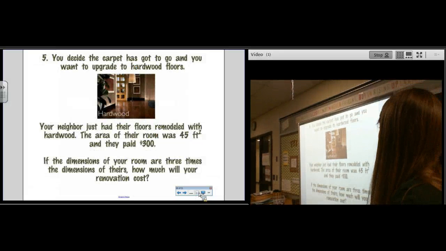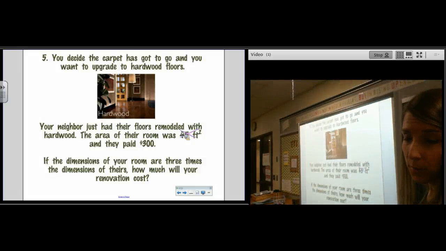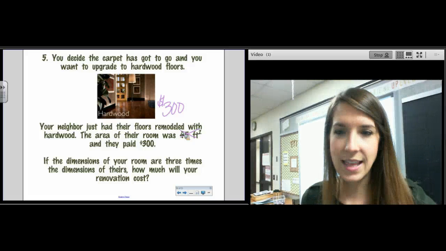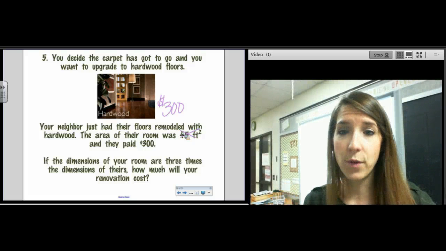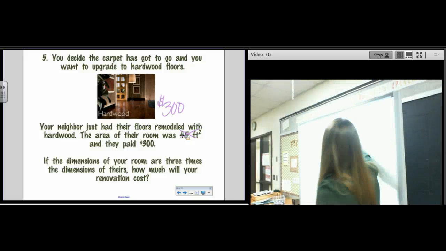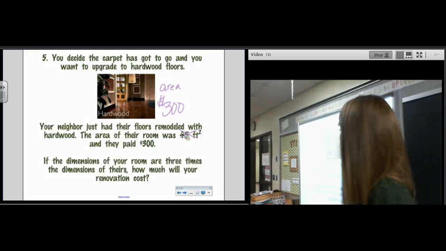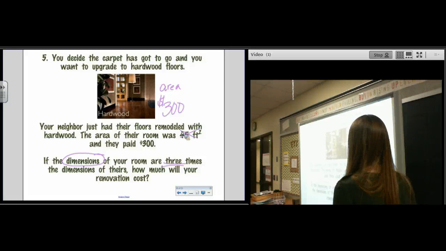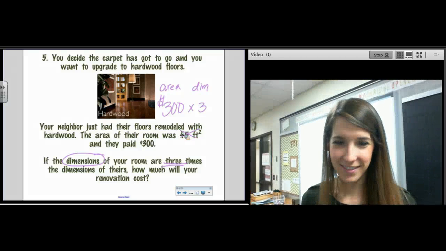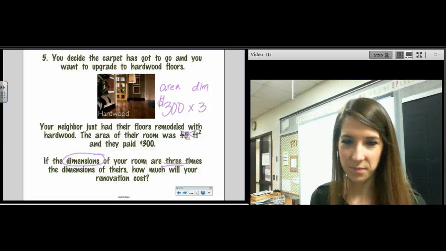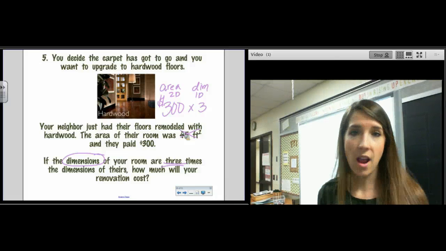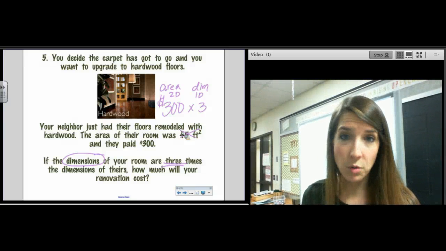So the area of their room was 45, which actually we don't care about at all. They paid $300. What kind of dimensions is that? Did they pay that for a perimeter, for a side, or for an area? Did they put hardwood along the perimeter of their room, along the side of their room, or the area of the room? Okay, so this value has to do with an area. Now your dimensions are 3 times theirs. How many D is a dimension? It's 1D. So the 300 is 2D, and this value is 1D. You cannot multiply those. It did not cost you $900. Your room is bigger than that.